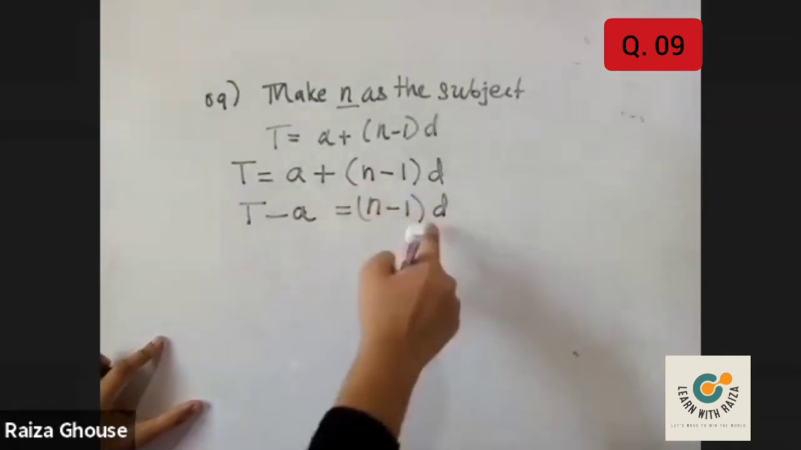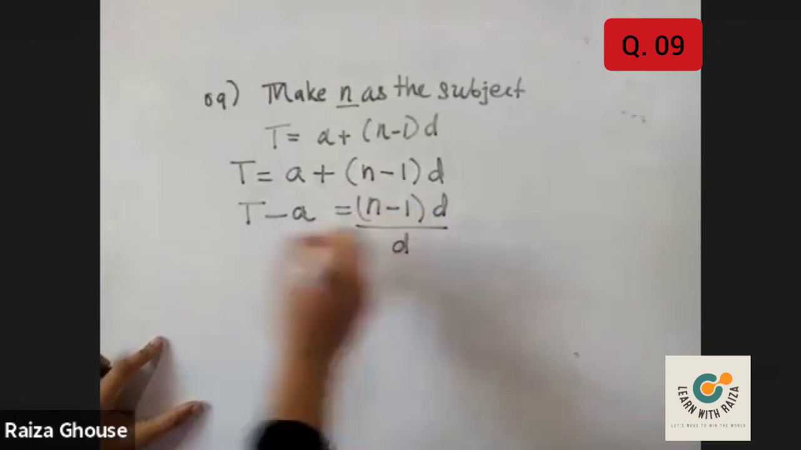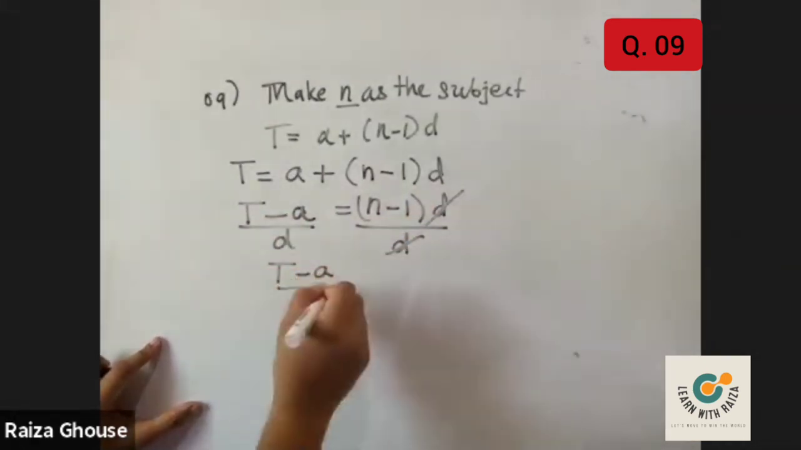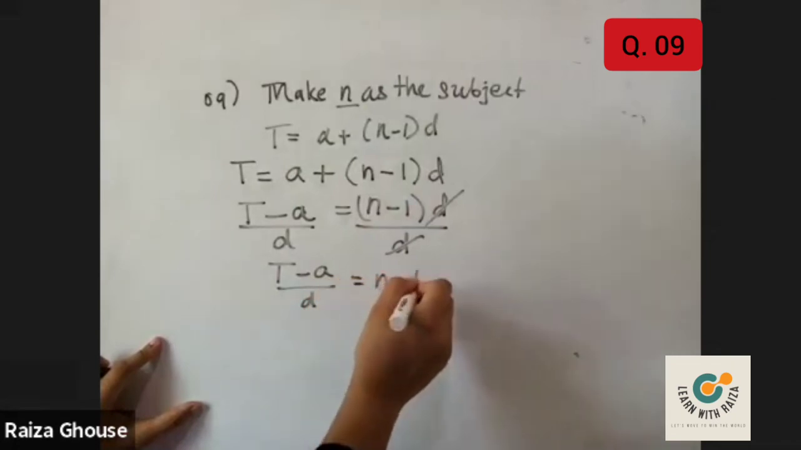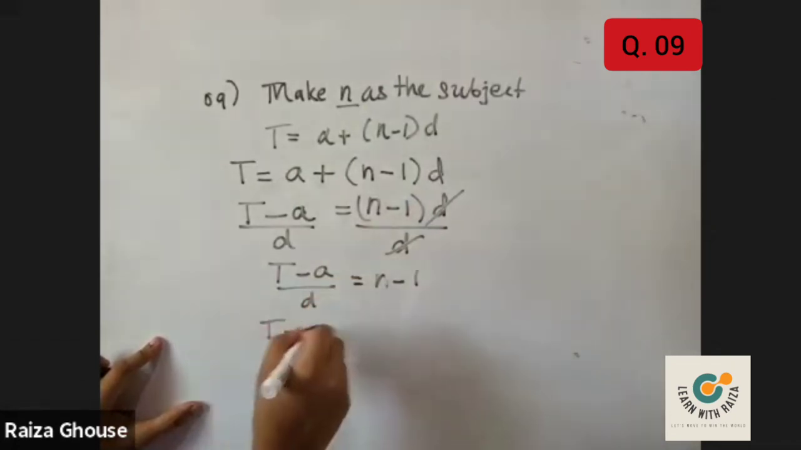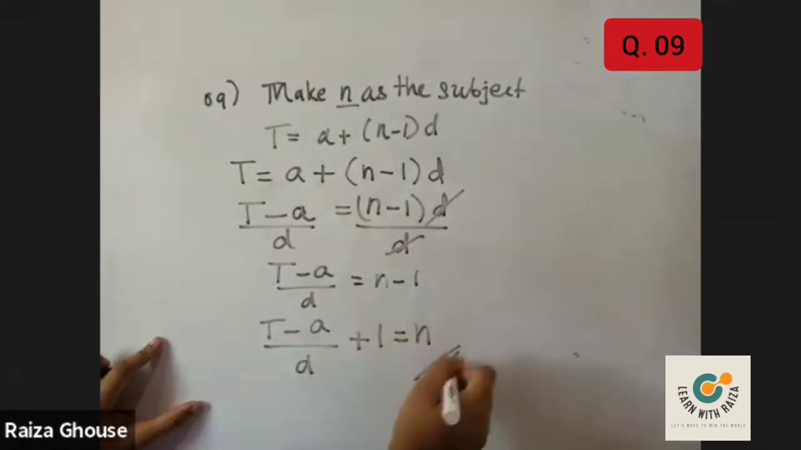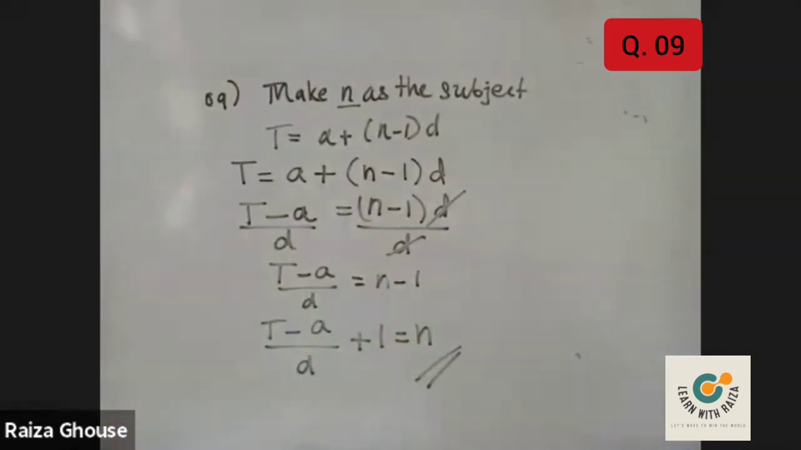Now here you can see multiplication. So both sides can be divided. Then you are getting t minus a upon d equals n minus 1. Minus 1 can be taken to this side. You are getting plus 1, equal to n. This is the subject of the formula.